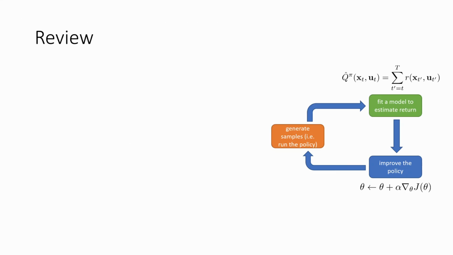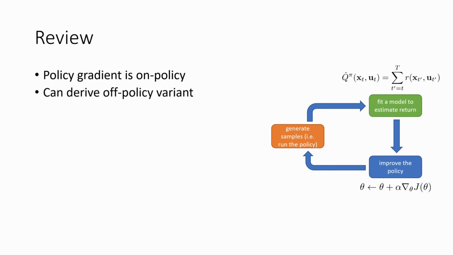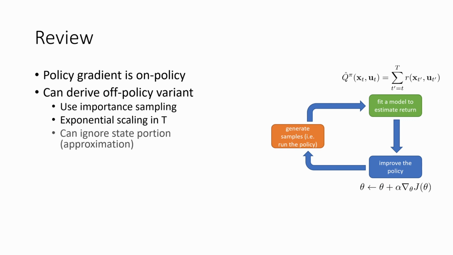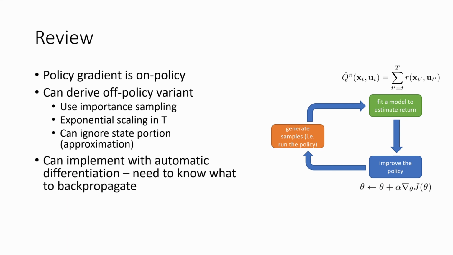Brief review, and then I'll conclude. The policy gradient is an on-policy method. You can derive an off-policy variant using importance sampling. The importance weights have exponential scaling in capital T. You can ignore parts of the weights, which gives you an approximation, which for now looks like a hack, but later on we'll see that it actually makes some mathematical sense. And you can implement it with automatic differentiation software, but you have to be a little careful to make sure that you don't naively just compute all the grad log pi's and instead ask your autodiff software to do it for you. Okay, so this you'll be doing on homework 2.